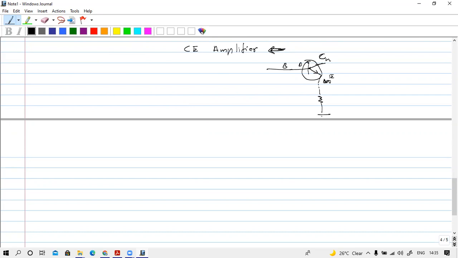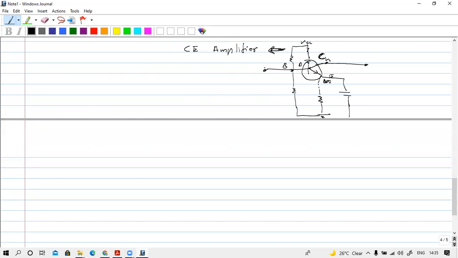We have to ground the emitter. Sometimes we use a capacitor here, and we get the output from the collector. The base is the input, so we have to give the biasing. Here we use a resistor, and here we use a potential divider, like this. So normally this is the common emitter amplifier.